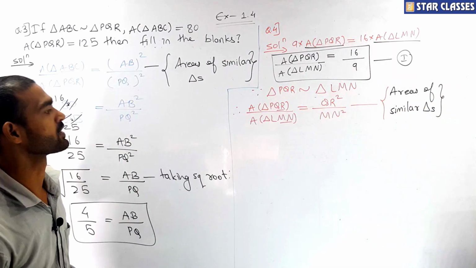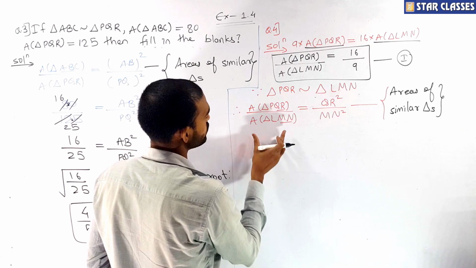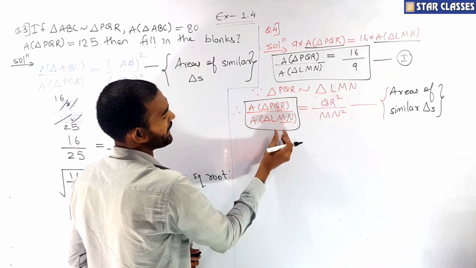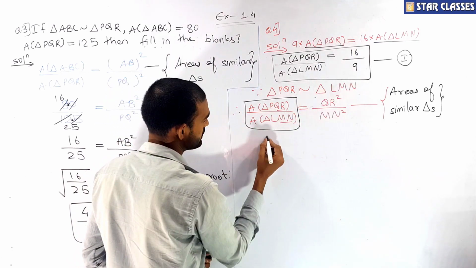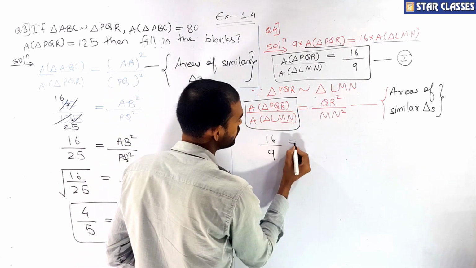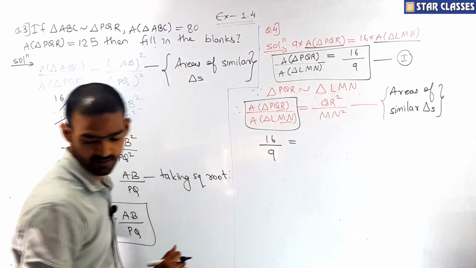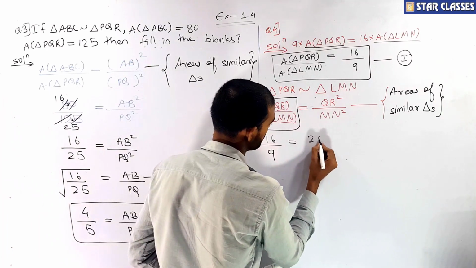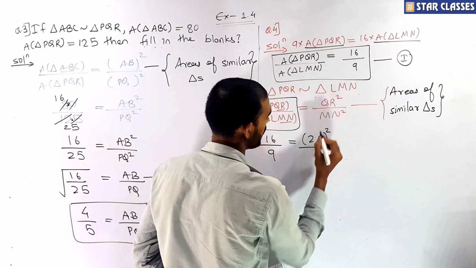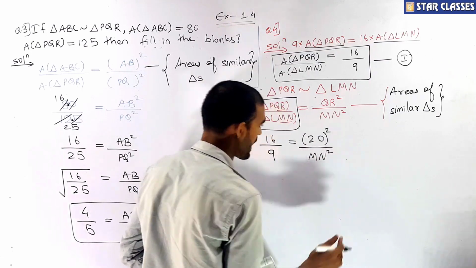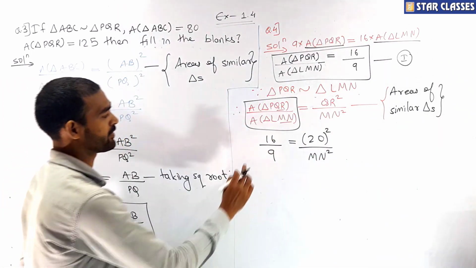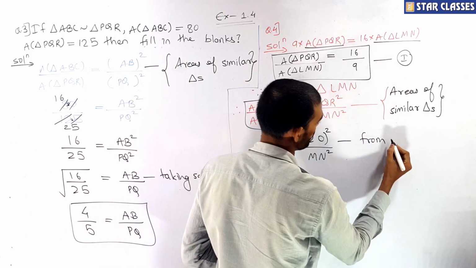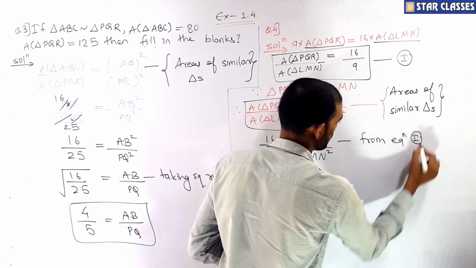Clear, everyone? Now let us substitute the values. Do we know the value of this? Yes, from equation number 1, PQR upon LMN, what can we put? 16 upon 9. Do we know the value of QR? Yes, the value of QR is given, 20. So we'll put here 20 square upon MN square. Clear, everyone? From where did we get this 16 upon 9? From equation number 1, so we'll write from equation 1.